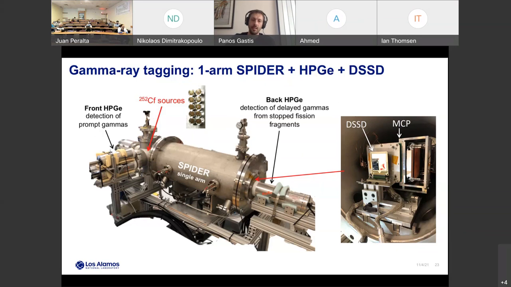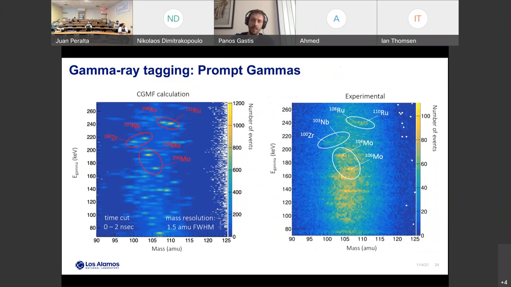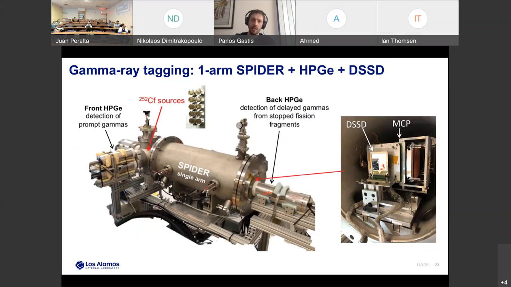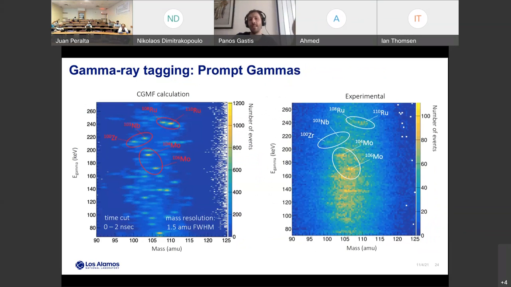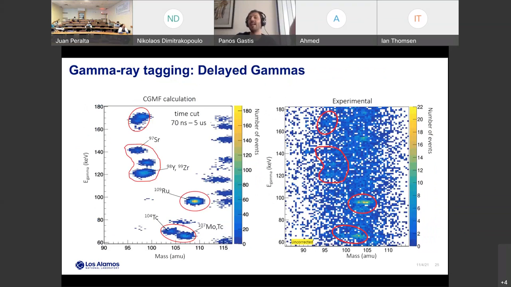But here, that's the time it takes to reach the detector. Does the fission fragment influence it? Ah, excellent. Yeah, the time of flight is in the order of 50 to 60 nanoseconds. Therefore, prompt gamma rays here are gamma rays that are emitted within a picosecond range. And then delayed are gamma rays that are emitted, let's say, within tens of nanoseconds, because there is enough time for the fission fragment to travel through the time of flight and stop in the silicon detector. So these are the delayed gammas.